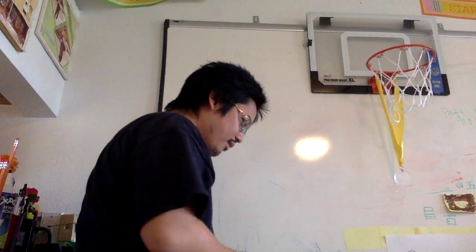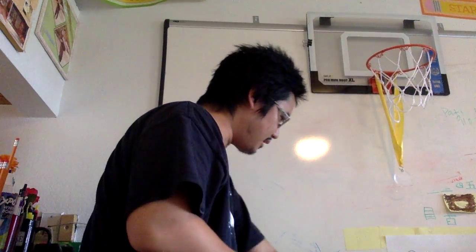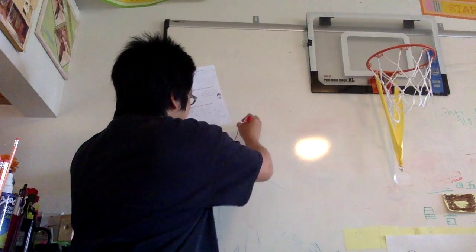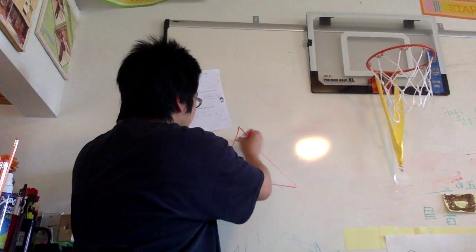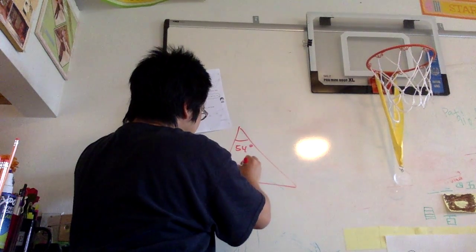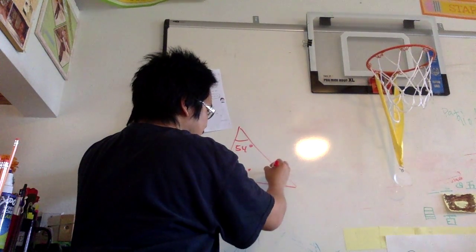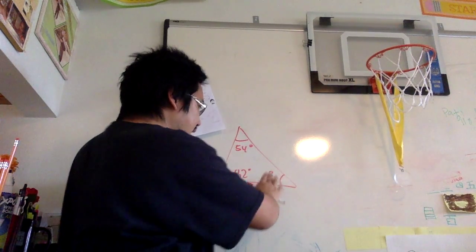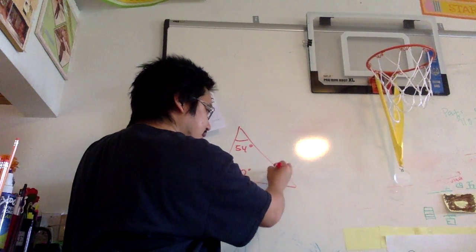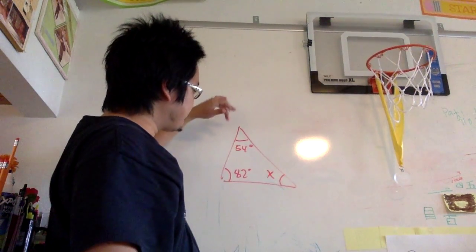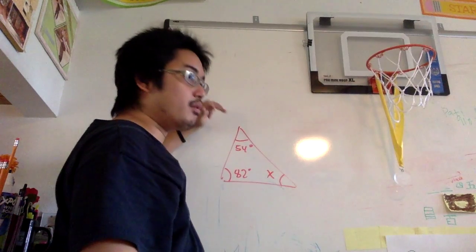So, what if I wanted to do this? What's the next part of this? Okay. What if I had a triangle that had 54 degrees and 82 degrees, and then over here, we'll call that unknown. We don't know what it is. So it's X. X is a perfect letter for unknown. Okay? How do I figure out what X is?